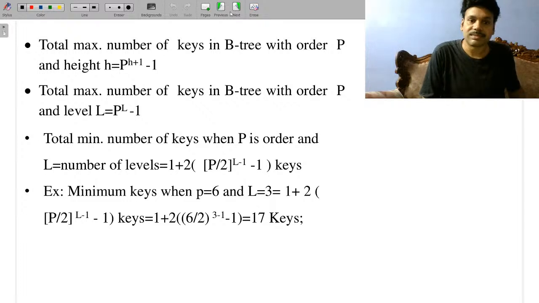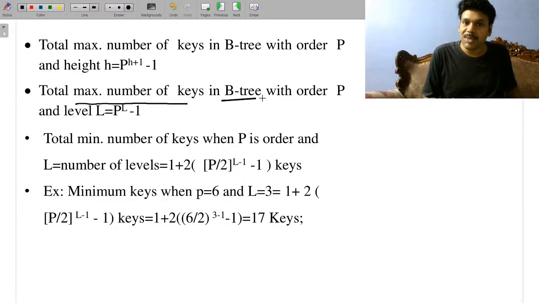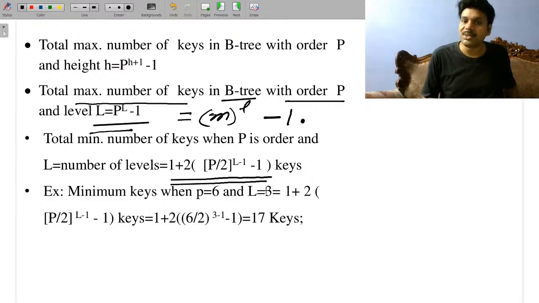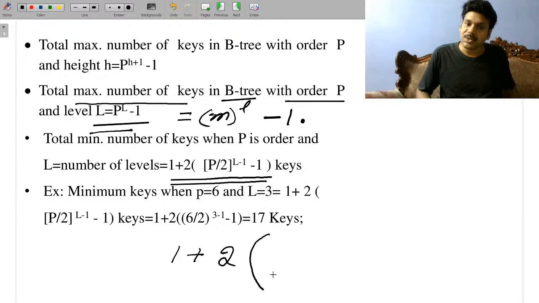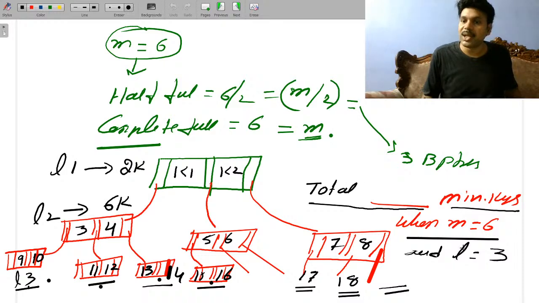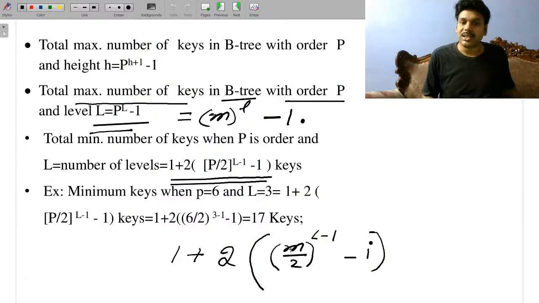Please observe, friends. Don't worry, I'm giving you the solution. The maximum number of keys in a B tree with order m is m to the power L minus 1, as I already said. The minimum keys representation is like this: 1 plus 2 into m by 2 to the power L minus 1, minus 1. Your m is 6, L is equal to 3. So I can write 1 plus 2, 6 by 2 to the power 3 minus 1, minus 1. It's nothing but 17 keys.